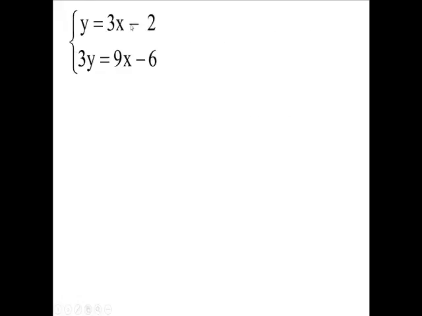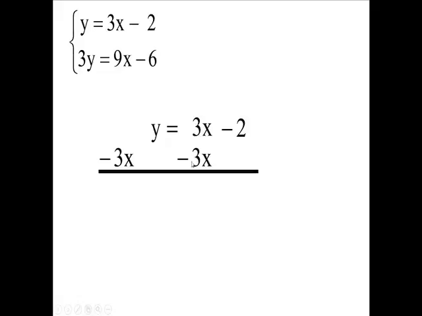Specifically, let's look at the first equation. Now, I want to have all my letters on the left-hand side. So I need to get rid of that 3x. If we subtract 3x from both sides, you get a negative 3x plus the y equals, and all I have left over here is that 2. So negative 3x plus y equals negative 2.